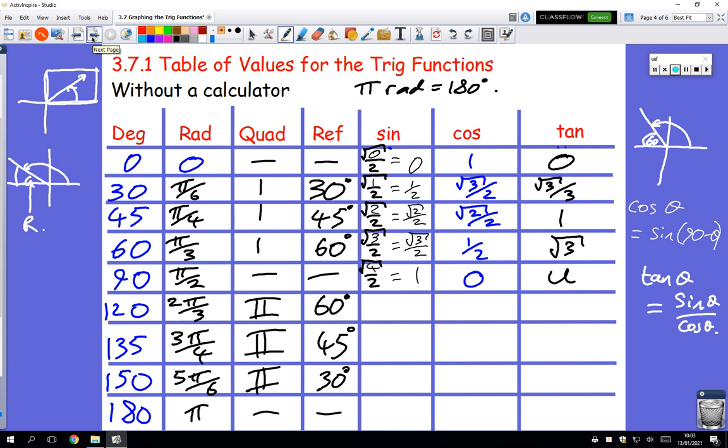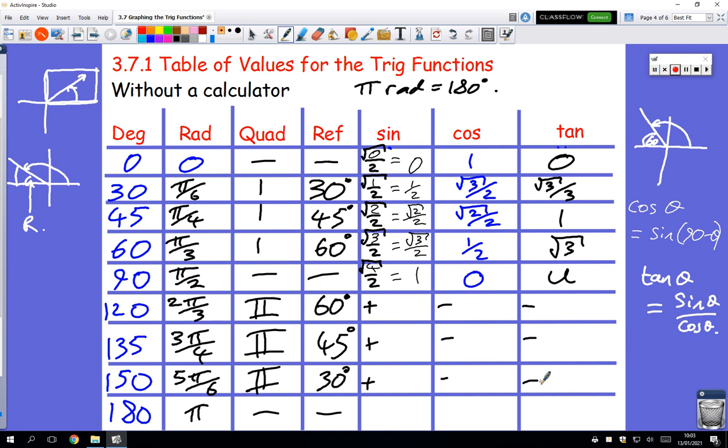In the next three angles we're in quadrant 2. So 120, 135, 150 all have terminal sides in quadrant 2. And sine is positive in quadrant 2. Cosine is negative in quadrant 2. Tan is negative in quadrant 2. So I can start to fill in this stuff.